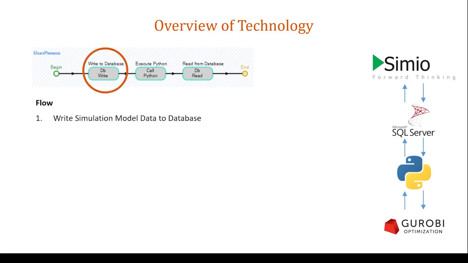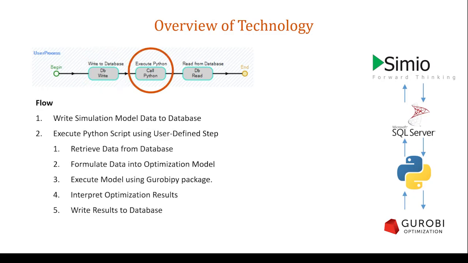During the DB write step, Simio writes current model data to the SQL Server database. With the call Python step, Simio will execute the Python script. Note that the call Python step is user defined.